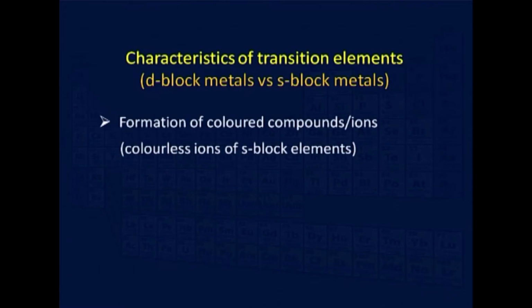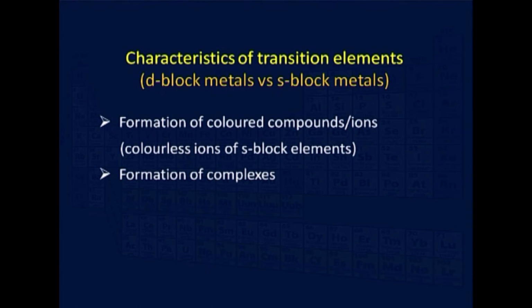Another striking feature or important property of the transition elements lies in their ability to form colored compounds. In other words, the chemistry of transition elements is colorful chemistry, while the chemistry of s block or p block elements is colorless chemistry or black and white chemistry. And therefore, if we like color, we have to learn the chemistry of transition elements.